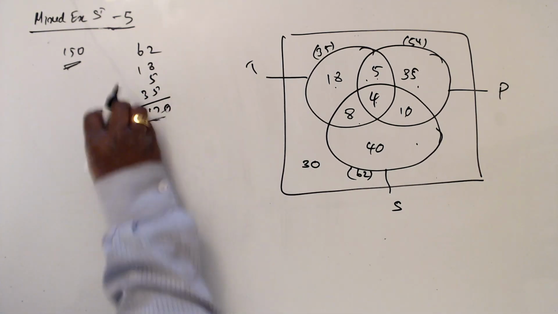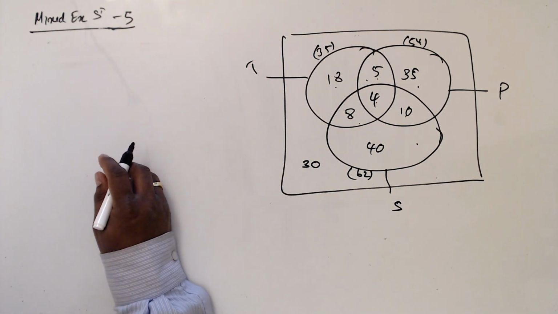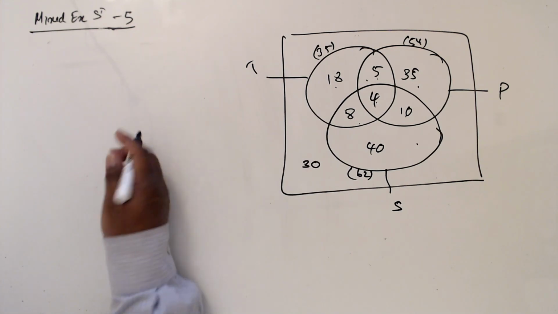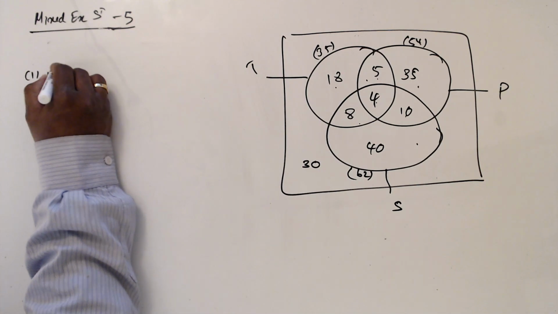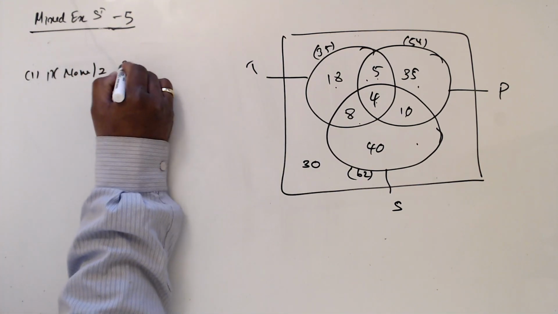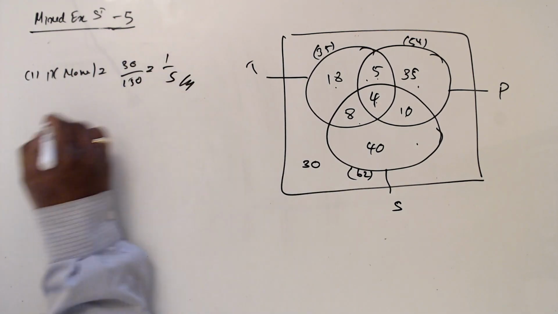Now, find the probability that a randomly selected child from the study watches none of these three cartoons. So that is going to be probability of none is 30 out of 150. That is 1 out of 5.